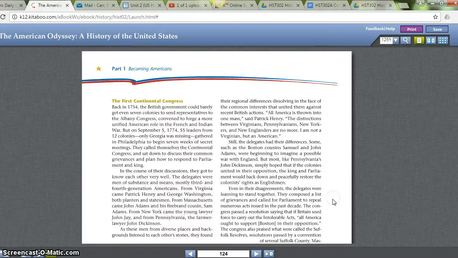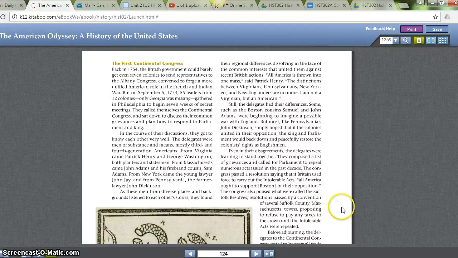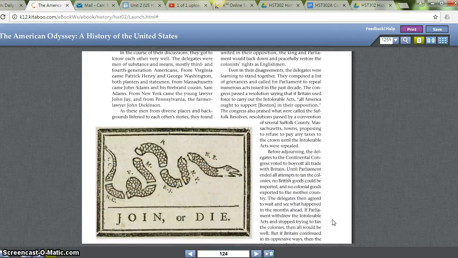They composed a list of grievances and called for Parliament to repeal numerous acts issued in the past decade. The Congress passed a resolution saying that if Britain used force to carry out the Intolerable Acts, all America ought to support Boston in their opposition. The Congress also praised what were called the Suffolk Resolves, resolutions passed by a convention of several Suffolk County, Massachusetts towns, proposing to refuse to pay any taxes to the crown until the Intolerable Acts were repealed.